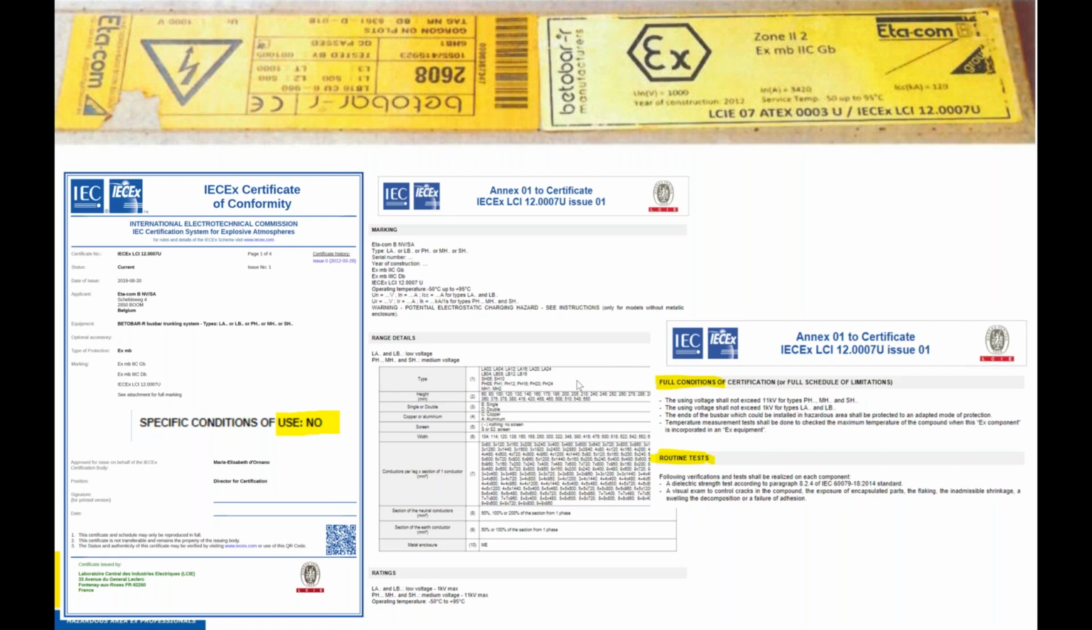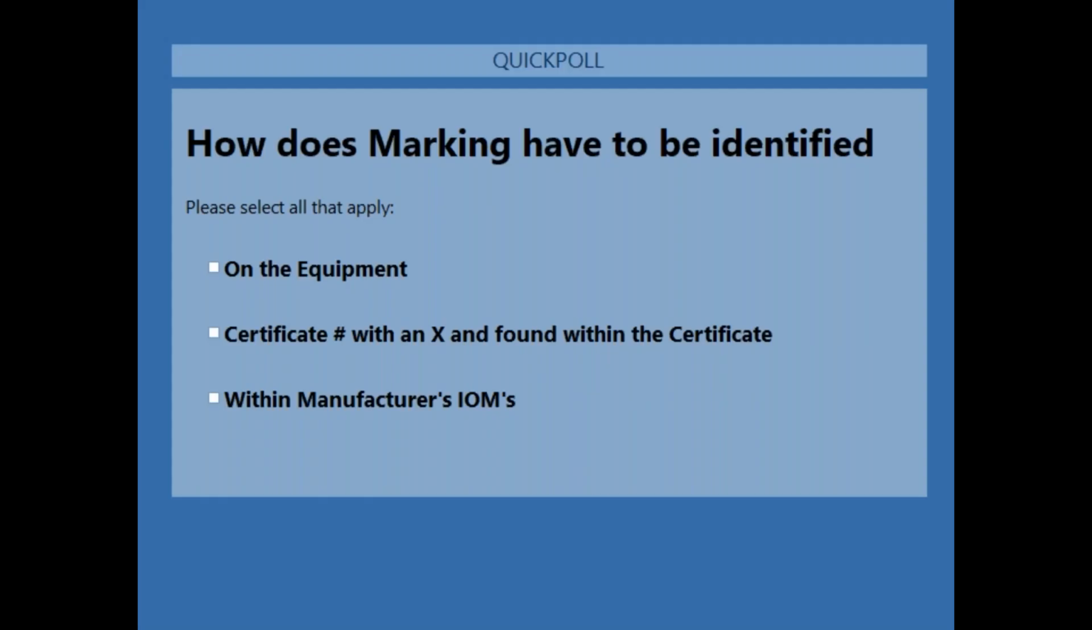So, human factors. Does everybody know this requirement? 30% are already disagreeing, so it's an industry-wide issue. So, how does the equipment marking have to be identified? Multiple choice. First person who answered had all the right answers, whoever that was.